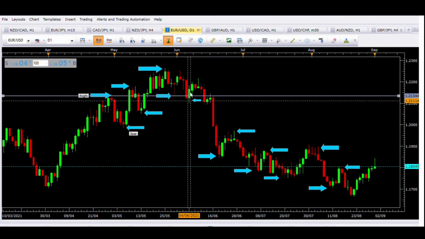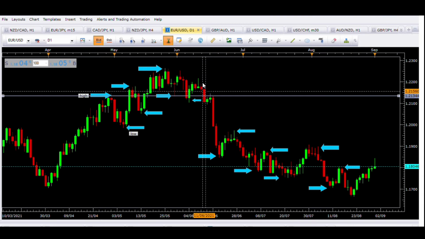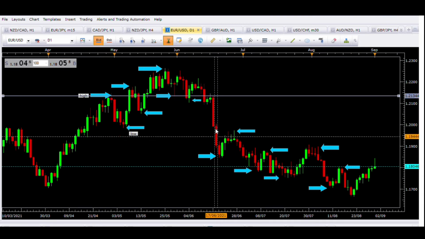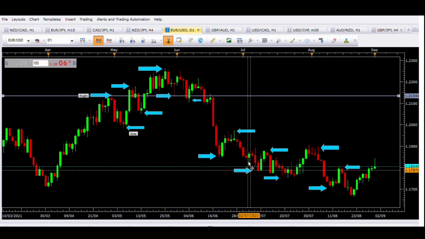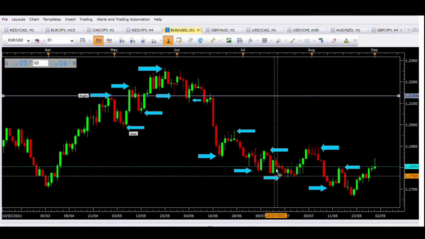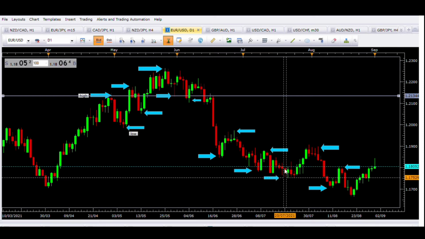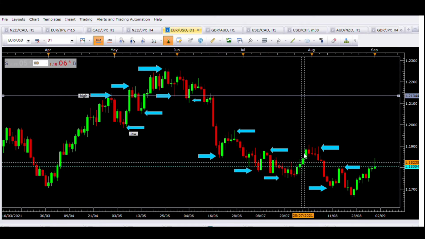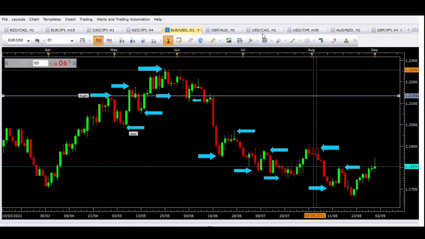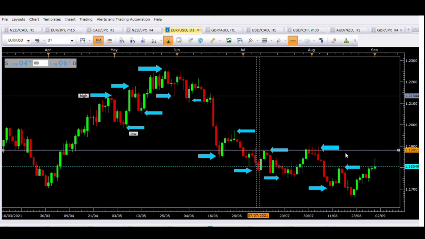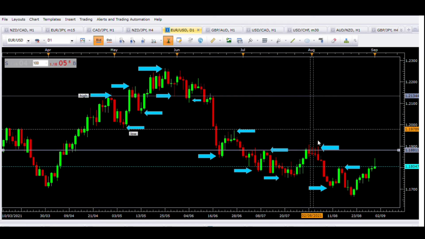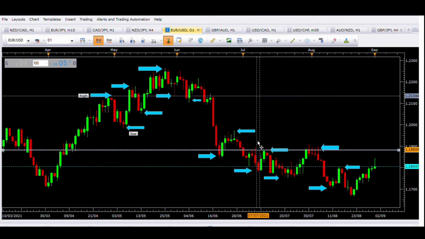And then sure enough, you can see market structure breaks down. It creates a lower low, and then we have a lower high, a lower low, a lower high, a lower low. The market is now in a downtrend. What's interesting here is market now comes up to this last high. Let's highlight that here. So the market now comes up to this last area, this high area here.